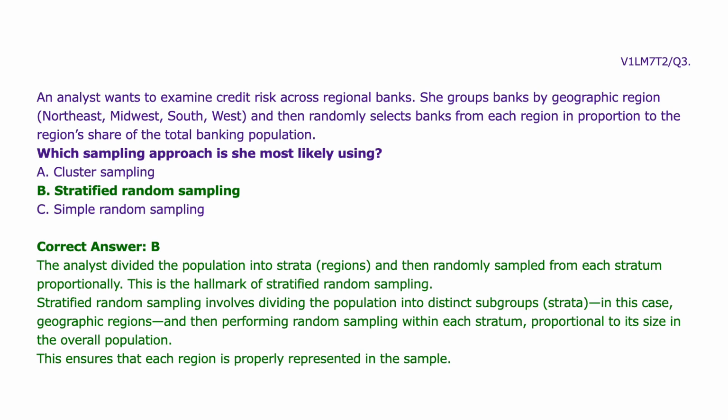The identifying features are: 1. Population divided into subgroups, or regions. 2. Random sampling performed within each subgroup. 3. Sample size proportional to each subgroup's population share. This combination defines stratified random sampling.